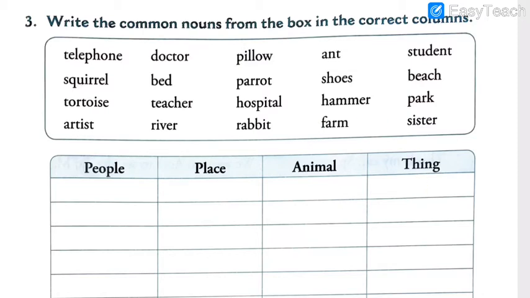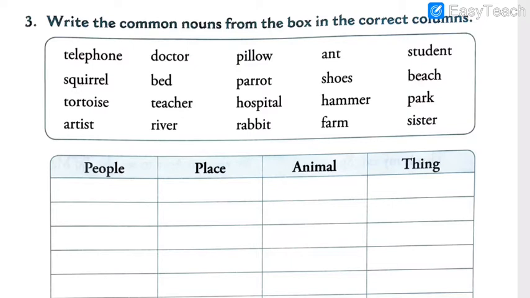When you stand in the assembly, you make the rows and then you go as per your class. So these are the 4 classes. You have to put these words into the perfect classes. So let's solve this, and nothing to worry about. I am here to help you out.